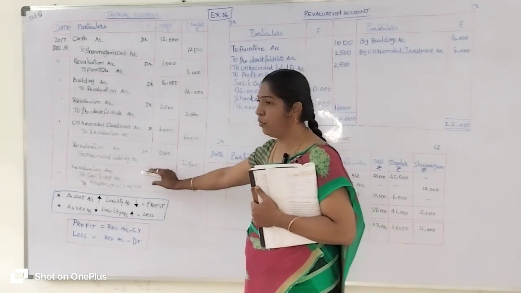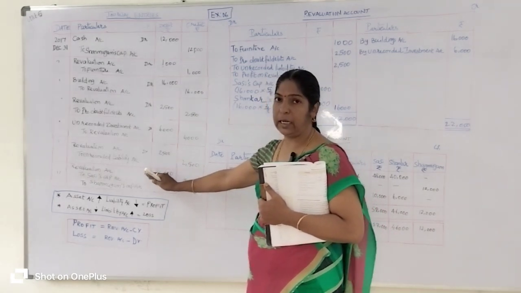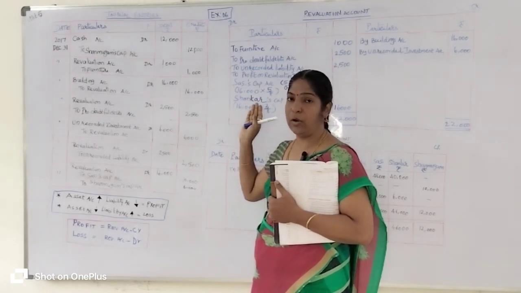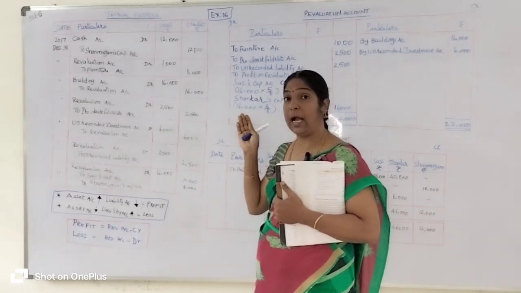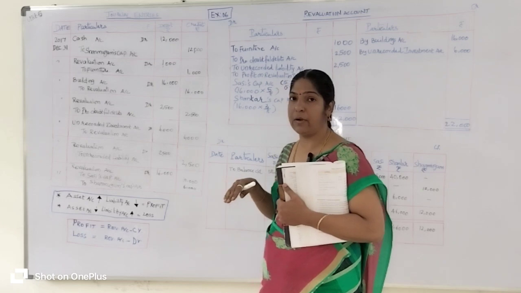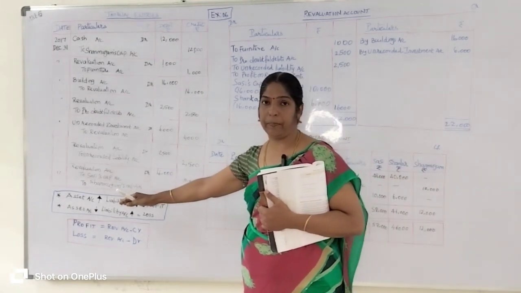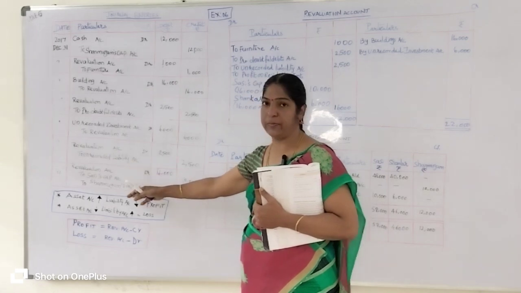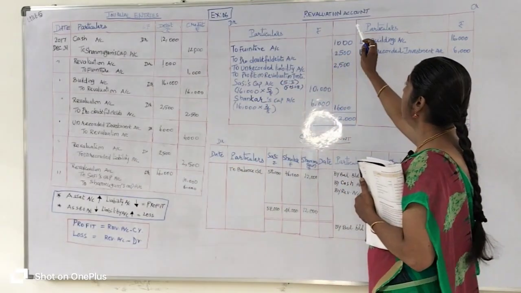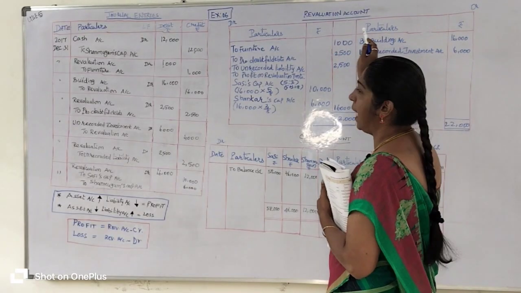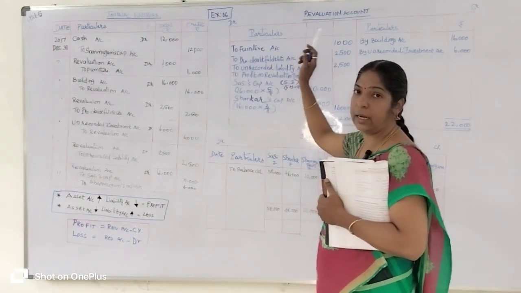Then we have to leave some space for writing a transaction, that is a revaluation account. Okay, because we are going to prepare the revaluation account. After preparing the revaluation account, we are going to pass the journal entry. So for that we have to leave some space. Now we are going to prepare the revaluation account. The format you already know, it is a T format. It has two sides, that is debit side and credit side.